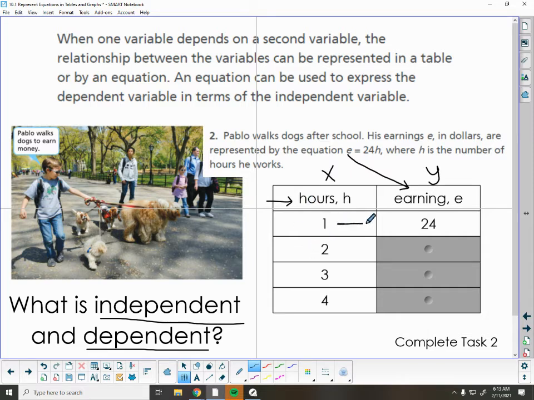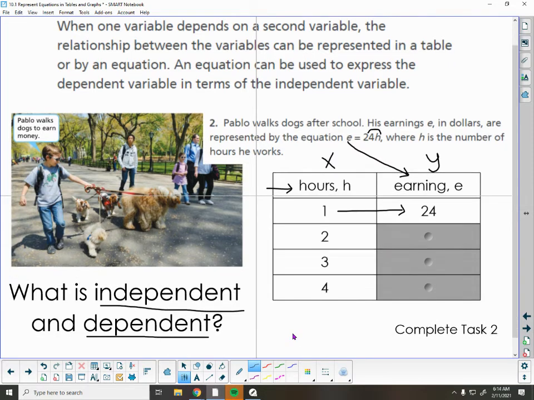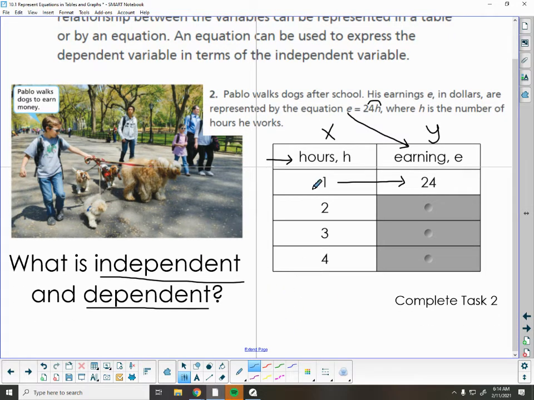I noticed $24 is how much he makes each hour. So when he walks dogs for 1 hour, that equals 24. Let's try plugging that in to our equation here. So 24 times, I want to say 1 hour equals 24.